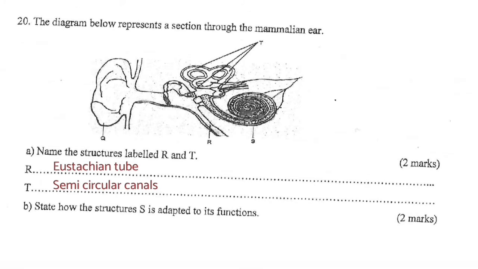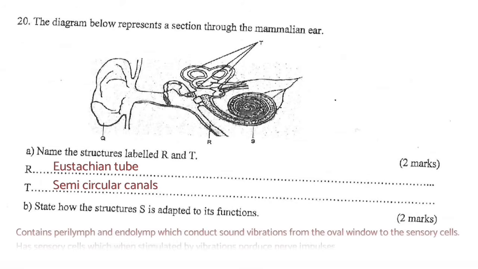Part B. State how the structure S is adapted to its function. So that is the cochlea. So number 1, it contains perilymph and endolymph. These are fluids that conduct sound vibrations from the oval window to the sensory cells. It also has sensory cells that are stimulated by vibrations to produce nerve impulses. And of course, these nerve impulses are the ones that will be relayed to the brain.